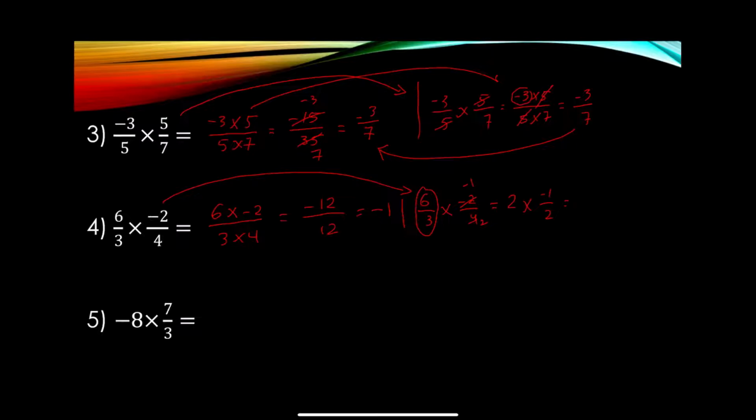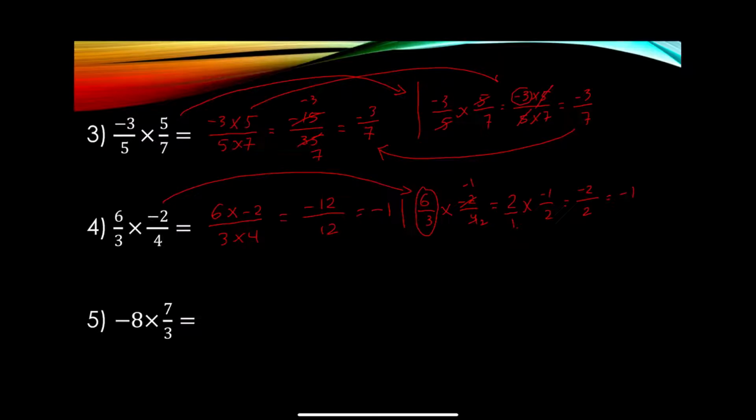Now, in such a case, if you have a whole number, just write it over 1, because 2 over 1 is equal to 2 times negative 1 is negative 2, and 1 times 2 is 2. Negative 2 over 2 is negative 1.